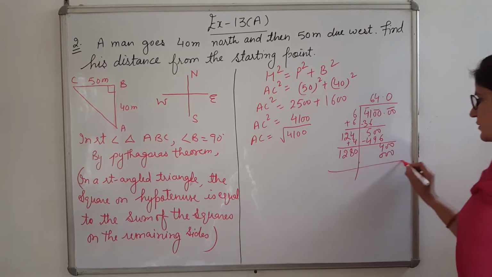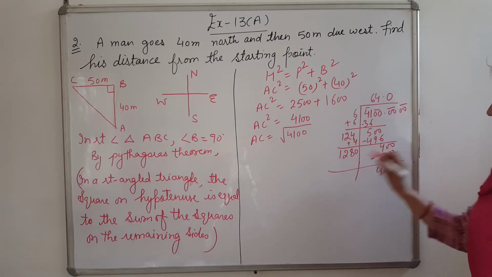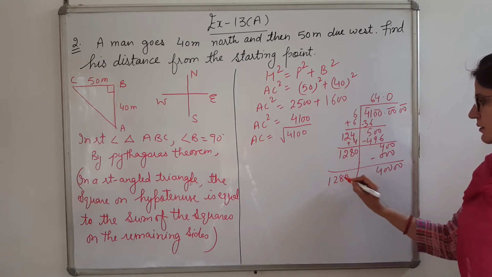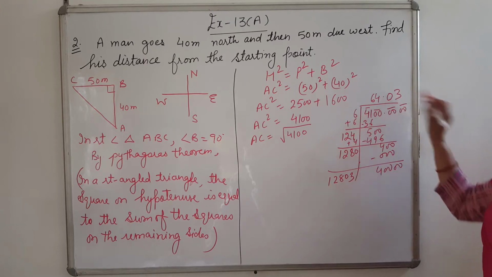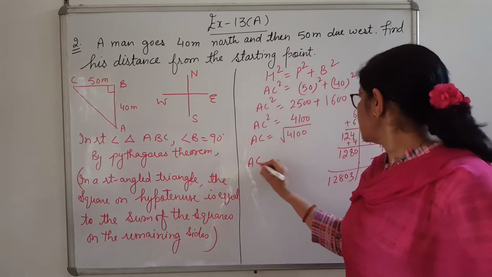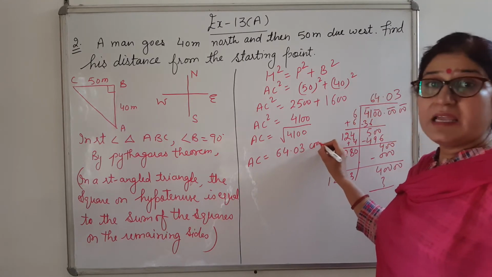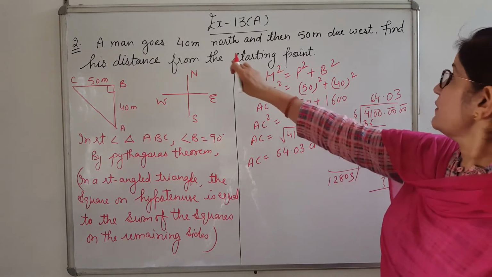and 400. Now one more pair. It will go by 3. And like this you can solve it further. So what is the value of AC? 64.03 centimeter.